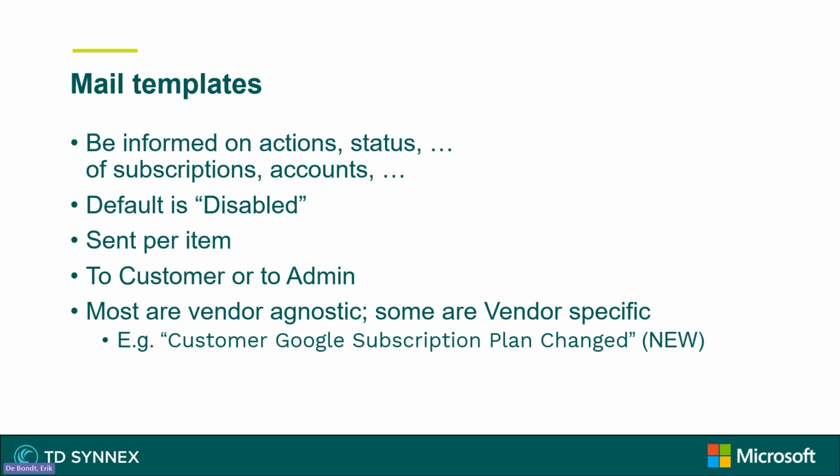But it's two different templates. You have a template for the customer, you have a template to yourself. Some are vendor specific, some are vendor agnostic, depending really on what type of template you want to use. So for instance, a customer Google subscription plan changed, which is a new template at the moment that I've created this slide. Well, obviously that's for Google only. If you create a new AWS or a new F-point of BitTitan, you will not get this email being sent out.